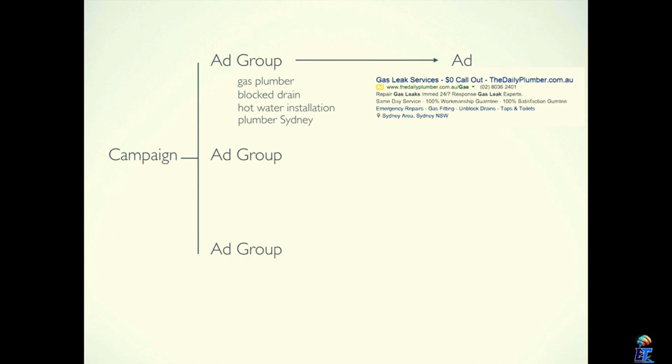Now, whilst they offer all these services, it's really bad practice to have them in one ad group. Let's say the ad that they have is only to do with a gas plumber. If someone types in block drain, that gas ad is shown, as you can see on the right-hand side, and that ad does not match block drain or hot water installation. It does match gas plumber, but you can't select which ad it will show. That's why you separate keywords out into ad groups.